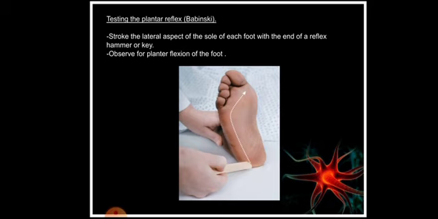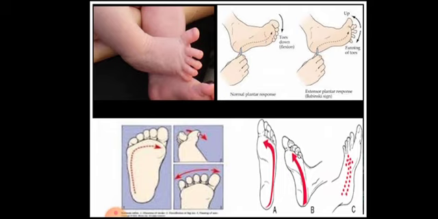All the students are doing it wrong, so kindly see it. Stroke the lateral aspect of the sole of each foot with the end of a reflex hammer or key, and observe for plantar flexion of the foot. So you can see the normal reflex and abnormal reflex in this picture.